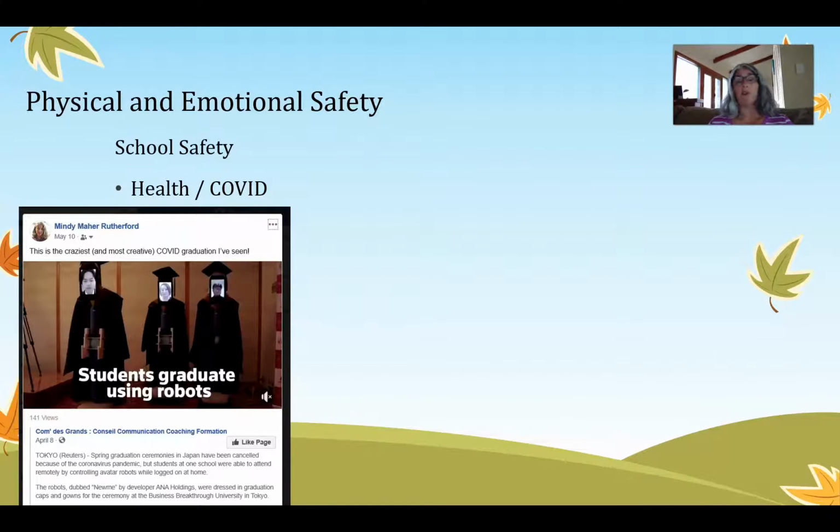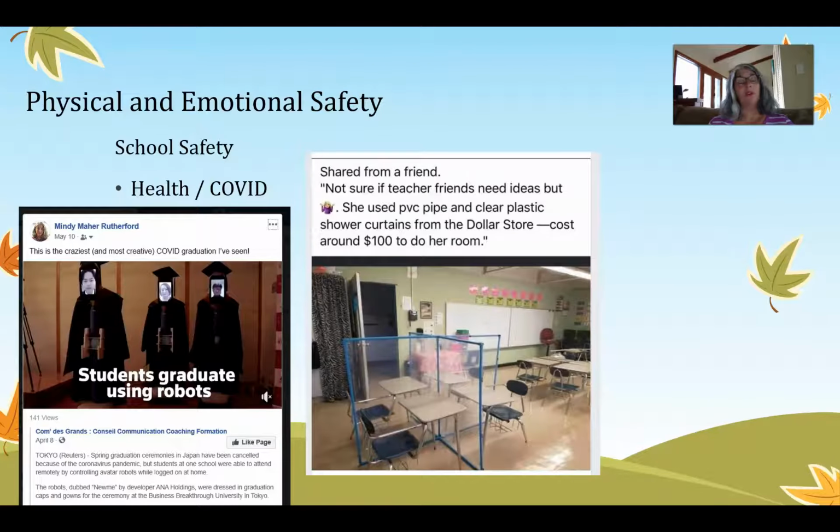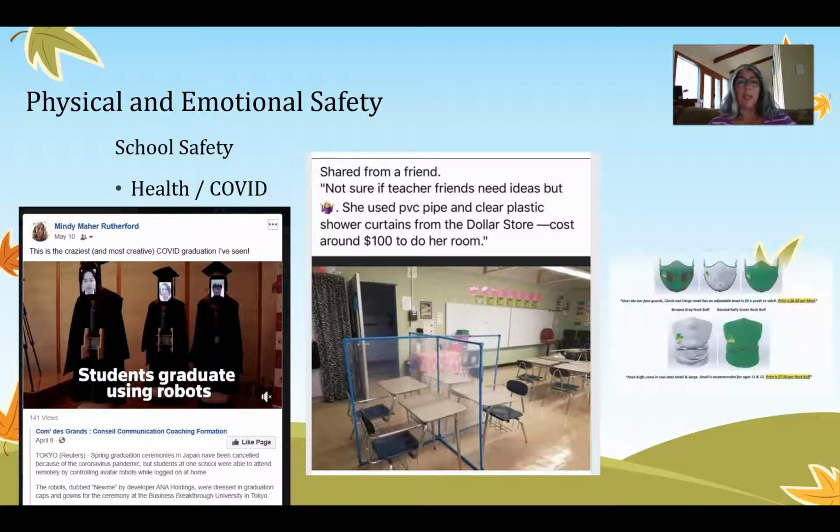First of all, graduation. In the spring of 2020, high schools across the nation and the globe had to figure out, how do we do high school graduations? Also, when fall of 2020 came about, how do we socially distance in the classroom? And what about the provision of masks and face shields? I think this is a perfect example of how social context can impact our schools and classrooms.